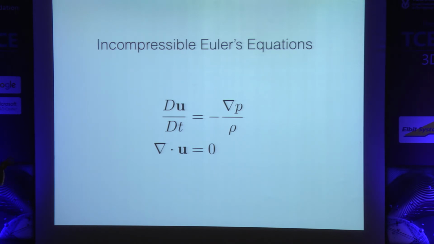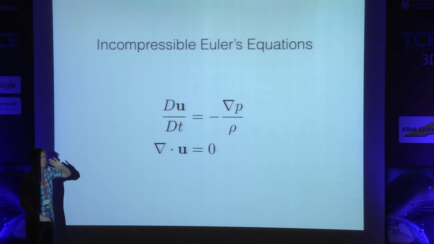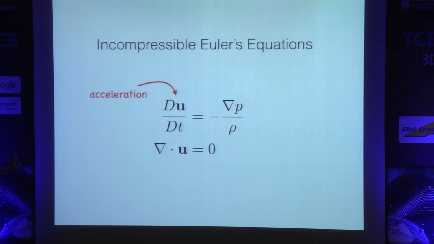So here I've written down, in the simplest possible form I could, essentially the Navier-Stokes equations for a fluid where we are neglecting viscosity, so the incompressible Euler equations. The top equation is just F equals ma. It's just Newton's second law. The left side is just acceleration, and the right side is just the forces acting on the system.